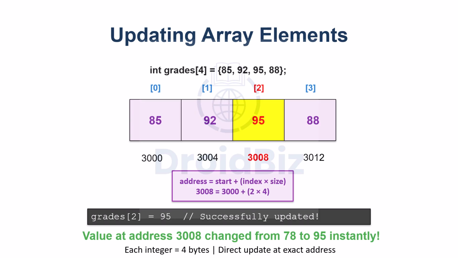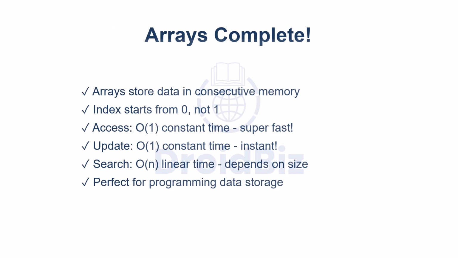The combination of fast access and fast updates makes arrays perfect for storing data that needs to be frequently read and modified. Congratulations! You have successfully completed the Complete Arrays tutorial. You now understand that arrays store data in consecutive memory locations, which makes them incredibly efficient for organizing related information. You learned that array indexing starts from 0, not 1, which is fundamental to working with arrays in any programming language. You discovered that accessing array elements is a big O of one, constant time operation, meaning it's super fast regardless of how big your array is.